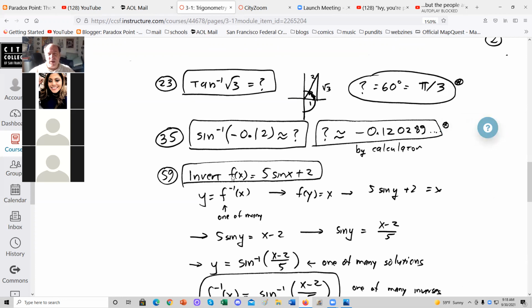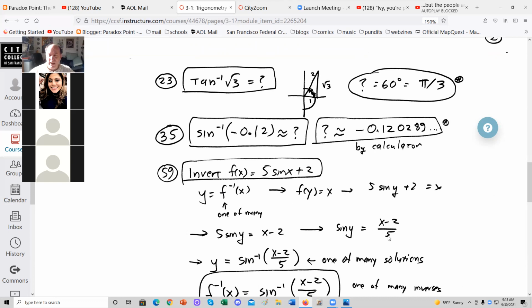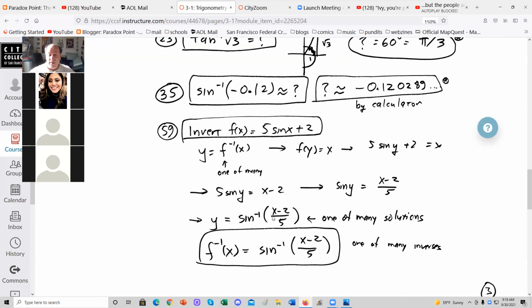Here, they ask to invert f of x equals 5 sine x plus 2. Well, I'm content with saying give an inverse because, like I say, arc sine, these don't invert all that nicely. No unique inverse. So y equals f inverse, one of many, means f of y equals x. So 5 sine y plus 2 equals x. Solve for y. Subtract 2, that's easy. Divide by 5, sine y is x minus 2 over 5. And then inverting, you get arc sine of x minus 2 over 5, but that's one of many solutions. There are, in fact, infinitely many. And that's a difficulty that we'll be discussing later.